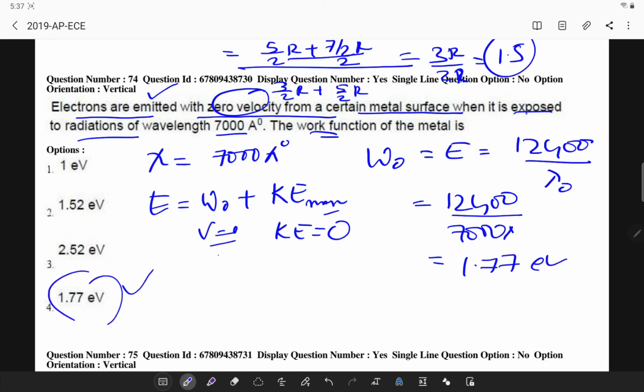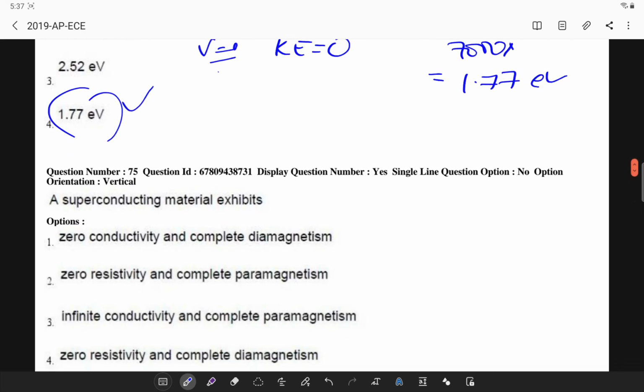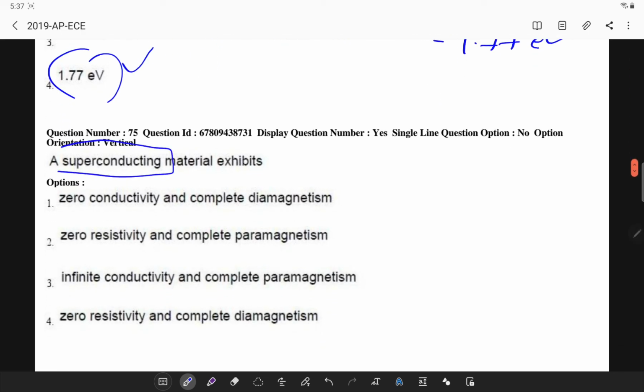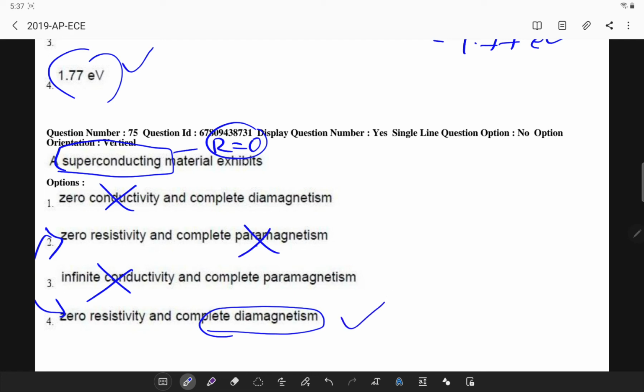Coming to the last question of the day, superconductivity. So what exactly is superconductivity? When your resistance is 0. So these are cancelled. So I have only two options. What will happen? It will be completely diamagnetic. It's not paramagnetic. So this is the answer.